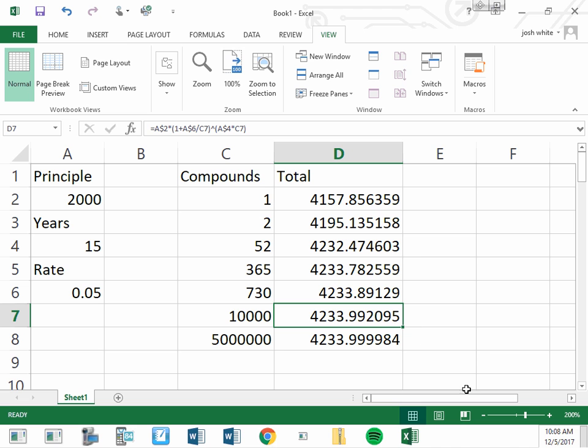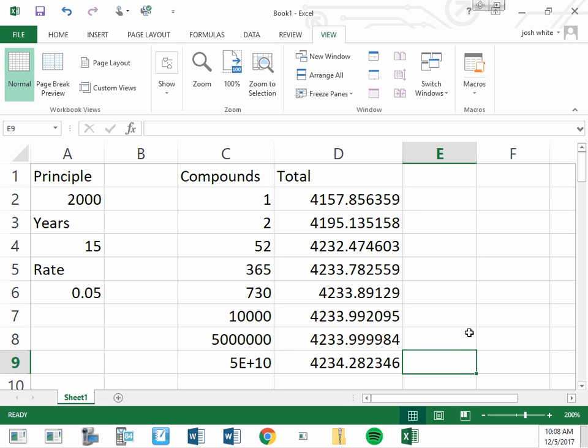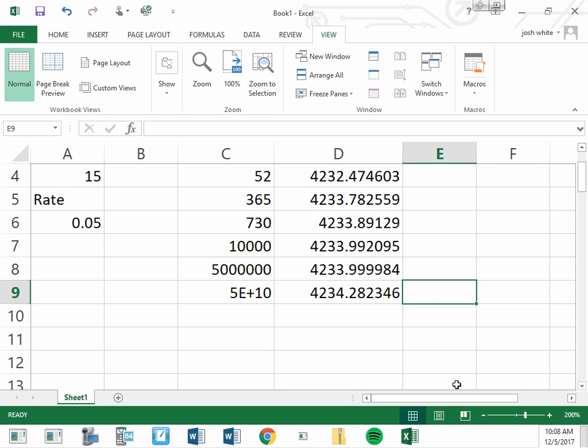Okay, let's say 5 million times. What is that going to give me? Not even a penny. 7/10 of a penny. Okay, let's. That one did like 30 cents.